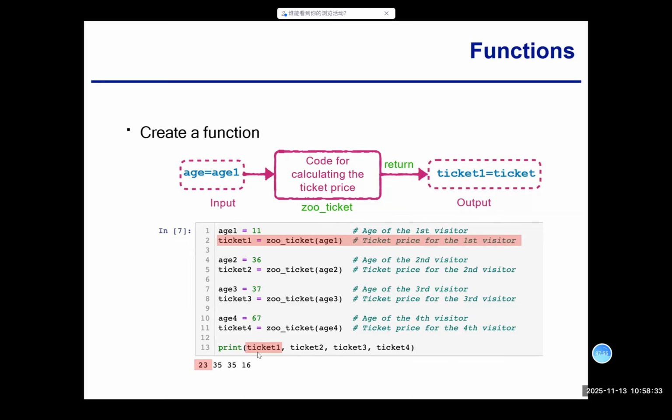We can repeat this process as many times as we want for different inputs. If the age is 11, we can do it. If the age is 36, 37, 67, we can always do the same. The only difference is that by using different input arguments, following the same logical expression, the output will also be different. So that's the spirit of applying a function. This will save us a lot of time and effort compared to manually writing down the code multiple times.